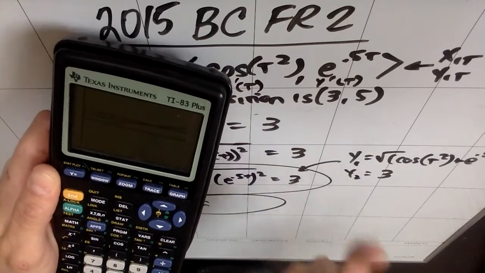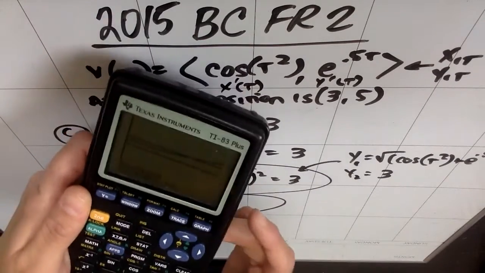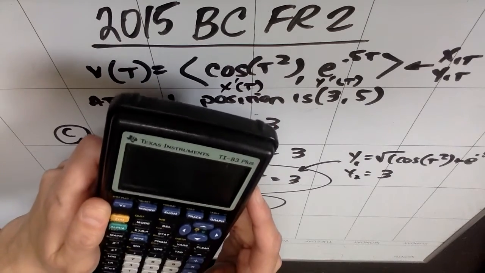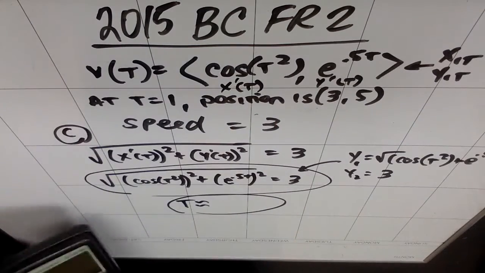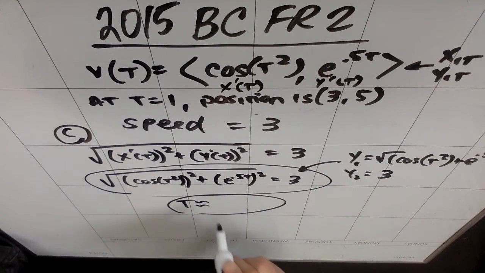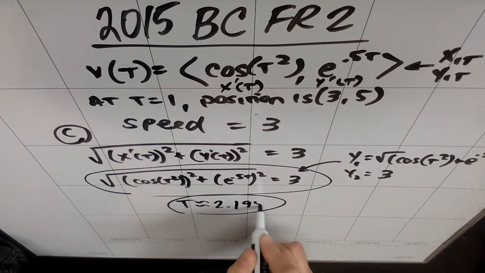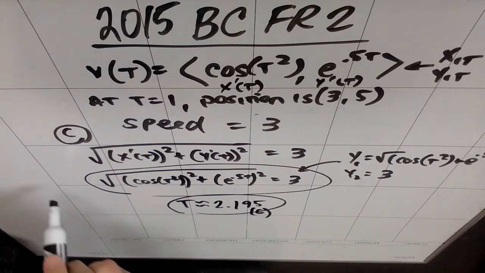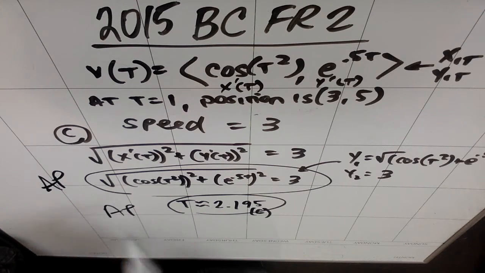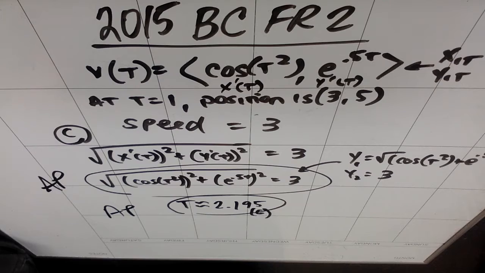Remember that in function mode, you're using x to represent the t. So the point of intersection that I get is 2.195 or 196. And again, it's an x here, right? But it's a t in the problem. So 2.195 or 6, right? So the AP cares about this and this. That's what they want to see, right? They want to know that you know the definition for speed, and they want to know the answer.